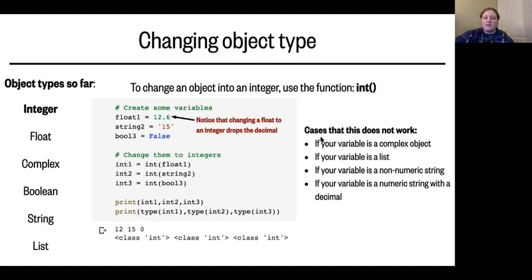There are cases where this int function doesn't work. If your variable is a complex object, if your variable is a list, if your variable is a non-numeric string, meaning it has letters in it, and if your variable is a numeric string with a decimal in it. In that case, it would be a float.